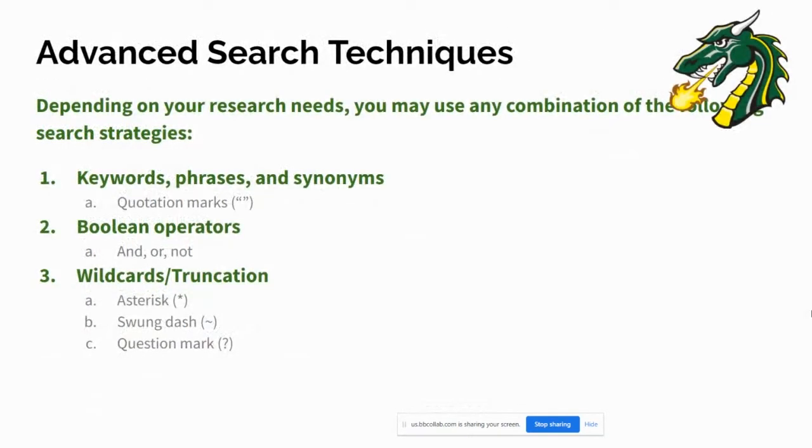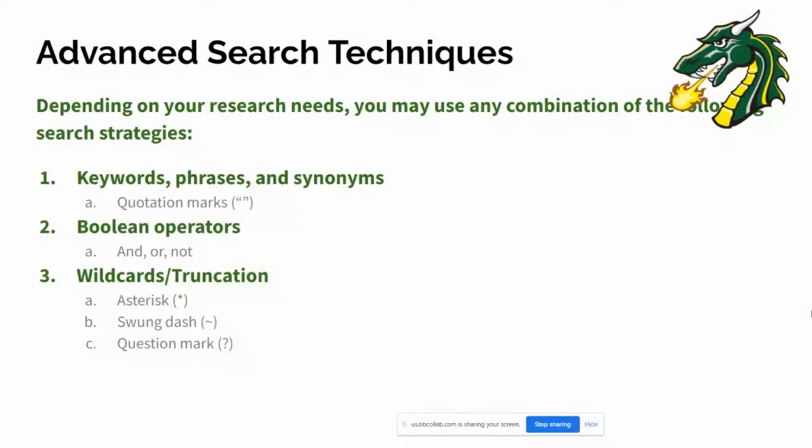So I'm going to start with some advanced search techniques. You may have heard of these before, but depending on your research needs, you may use any combination of the following search strategies, and I'm going to walk you through each one after I kind of go through each of them here. But first we have keywords, phrases, and synonyms. Keywords are things that are related to your topic. Phrases are usually a combination of a couple of words that make some kind of idea or thought. And synonyms are words that are basically meaning the same thing as the word that you're wanting to search for. You can search for any of these types of words by using quotation marks, and I'm going to show some examples in a little bit.